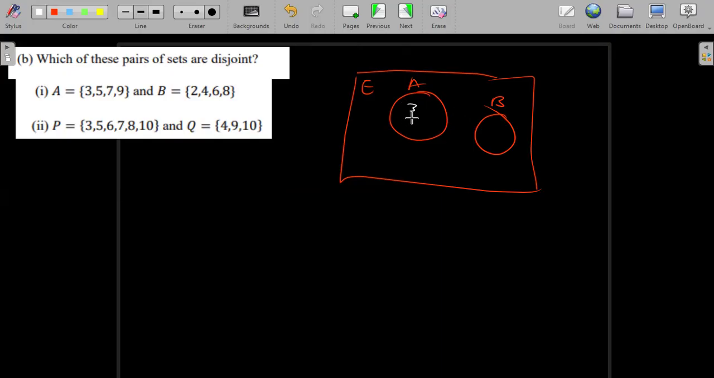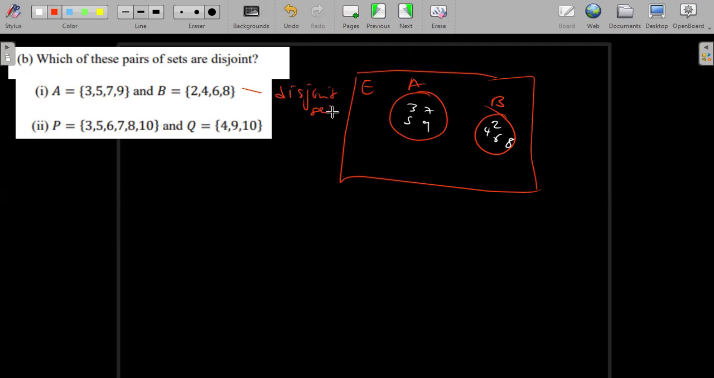So I have 3, 5, 7, and 9. Then in the other one, I have 2, 4, 6, and 8. These here are disjoint sets. But I can check the next one now. So the first one I conclude is a disjoint set.